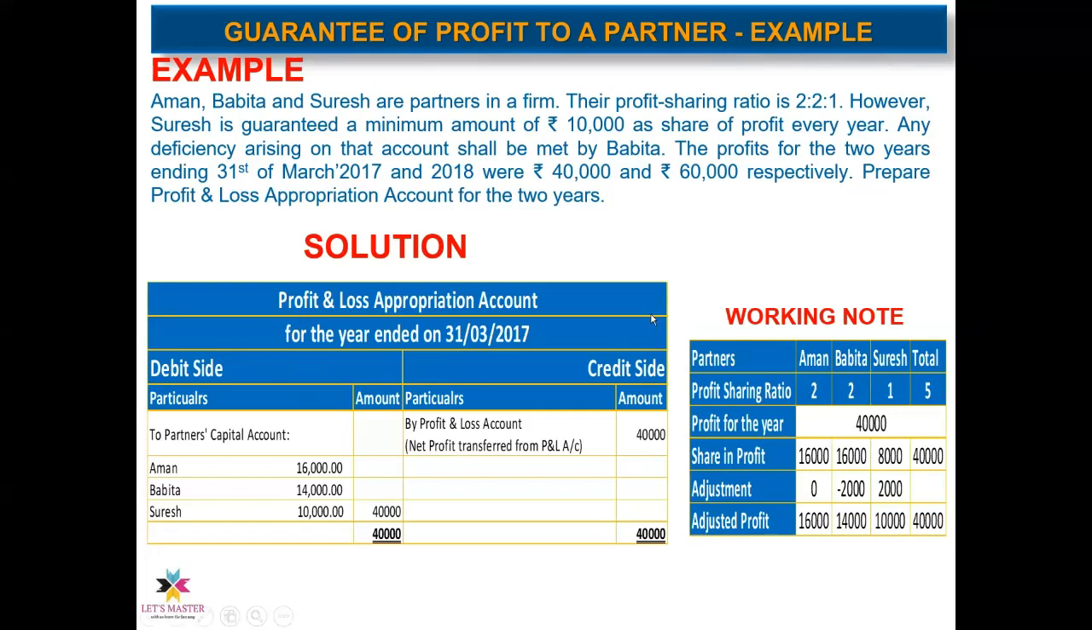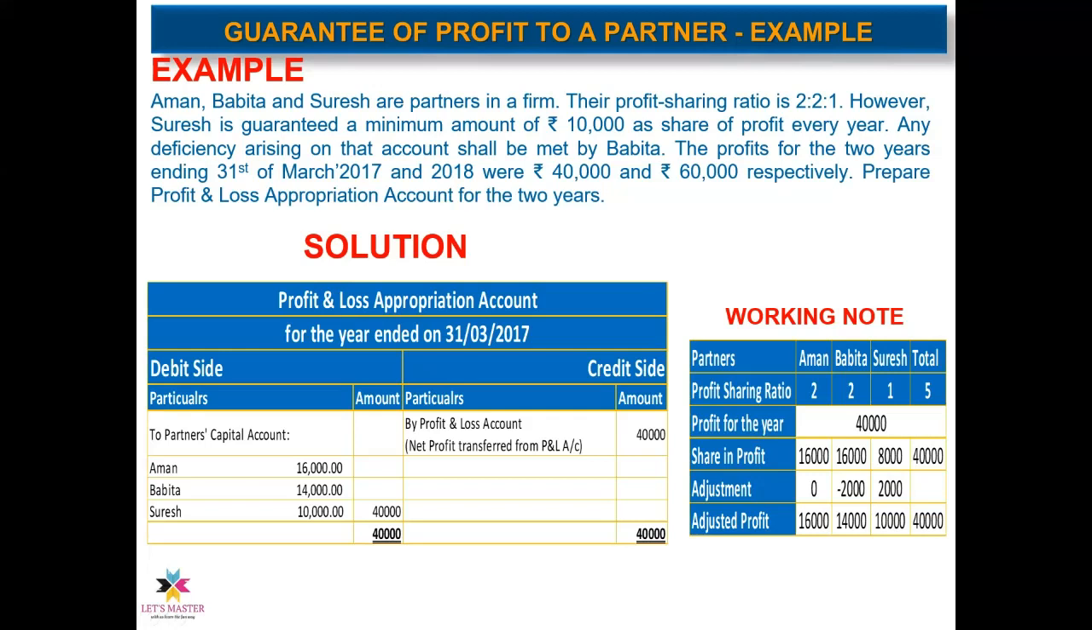So first of all, let's understand the working note. The partners are Aman, Babita, and Suresh. Their profit sharing ratio is 2:2:1, which totals to 5. Profit for the year is 40,000. So this 40,000 would be divided among Aman, Babita, and Suresh in the ratio of 2:2:1. When we calculate their share in profit out of 40,000, it comes out to 16,000 for Aman, 16,000 for Babita, and 8,000 for Suresh.